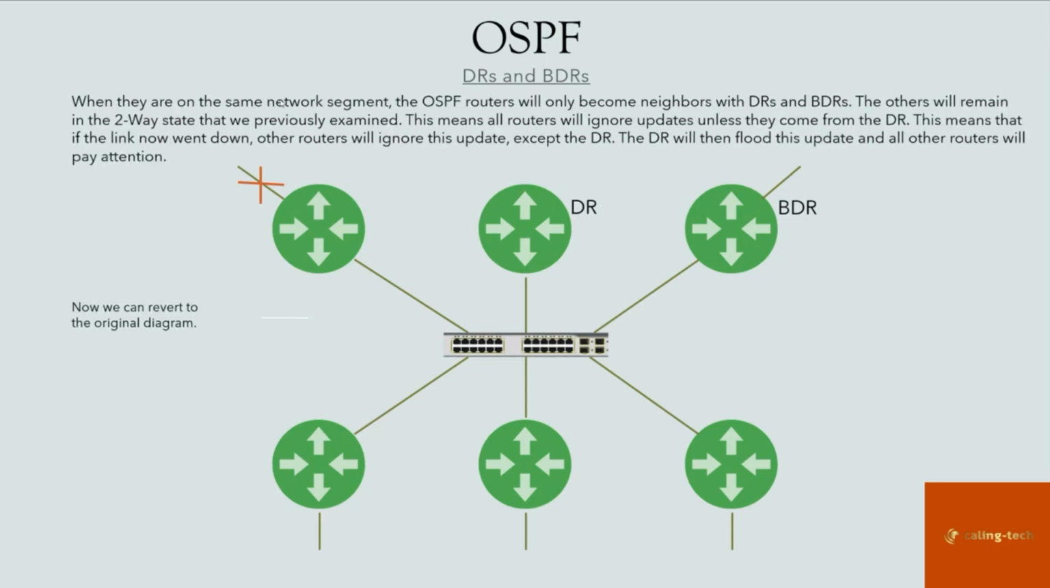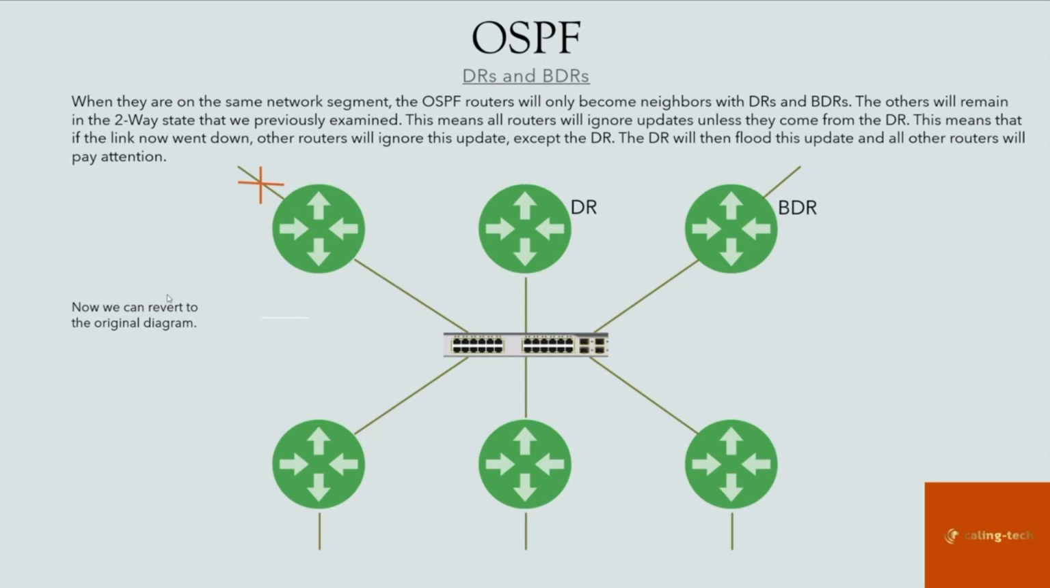Well, when they're on the same network segment, the OSPF routers will only become neighbours with DRs and BDRs. The others will remain in a two-way state that we previously examined. So that means that all routers will ignore updates unless they come from the DR. This means that if the link went down now, these routers here would ignore the updates from this router. What will then happen is the DR will have also received this update, and it will then flood the network with that update. And at that point, these routers will then pay attention to that update. So that's how the neighbour relationship works within a broadcast network.